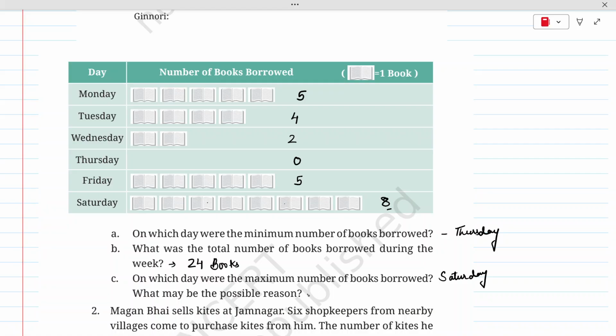Okay. So what may be the possible reason? Next day is a holiday. Next day is Sunday, a holiday, and kids can read books at home. Okay. So this is also done.